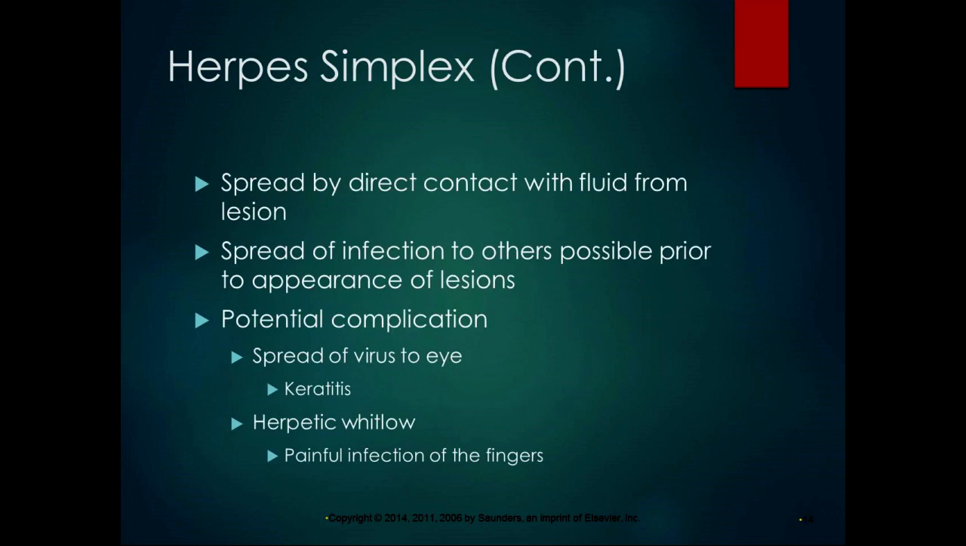Herpes simplex is spread by contact with fluid from the lesion. Spread of the infection to others is possible prior to the appearance of lesions. So just because you don't have lesions doesn't mean you can't spread it. So the potential complications involve spreading of the virus to the eye, which is called keratitis, and herpetic whitlow, which is a painful infection of the fingers.